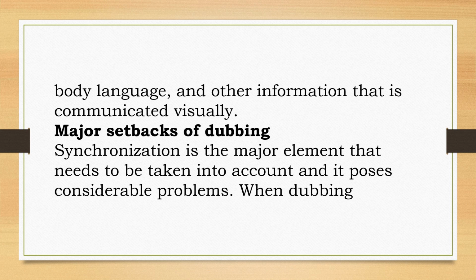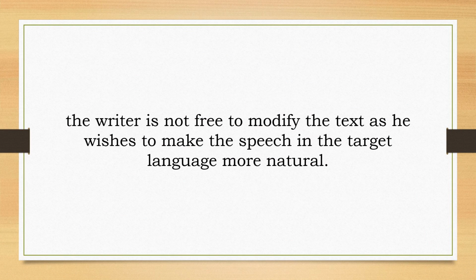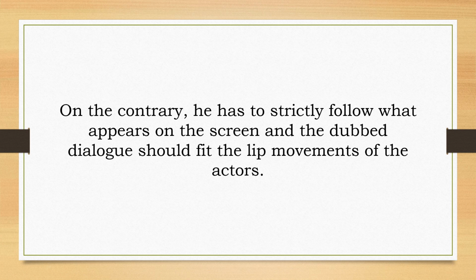Major setbacks of dubbing. Synchronization is the major element that needs to be taken into account, and it poses considerable problems. When dubbing, the writer is not free to modify the text as he wishes to make the speech in the target language more natural. On the contrary, he has to strictly follow what appears on the screen, and the dubbed dialogue should fit the lip movements of the actors.